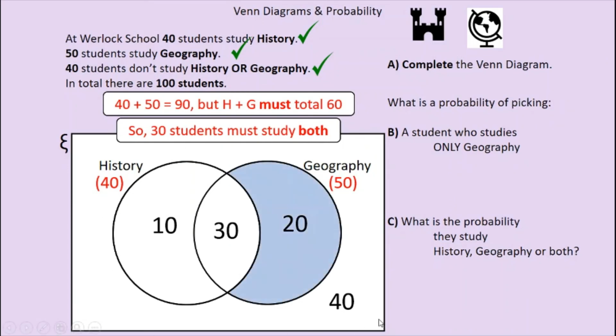Part B, the probability of a student who only studies geography is 20 out of 100, and Part C is 60 out of 100.